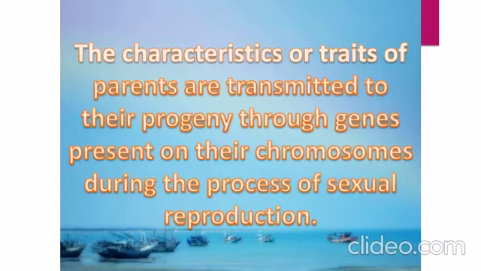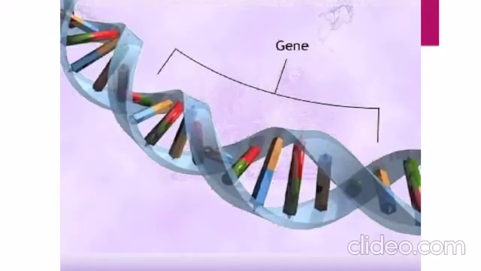DNA has strands, and on the strands the genes are present which are responsible for the characteristic. This is the gene which is shown. This is the double helical structure of DNA. These are the strands of DNA, and on the strands of DNA the genes are present, which are the unit of heredity, which carry the characters from one generation to the next generation.